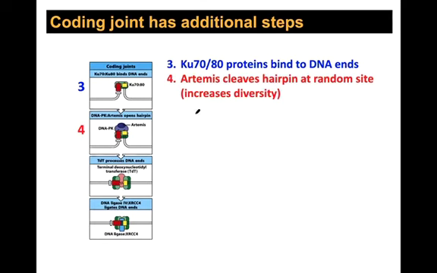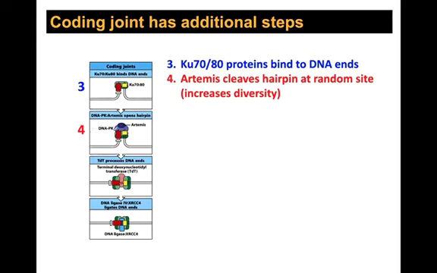And so the job of Artemis is to come in and cleave that hairpin at some random site. If it cleaves right in the middle, you end up with two ends of the same length. But it can also cleave highly biased on one side or the other, giving a non-normal length.